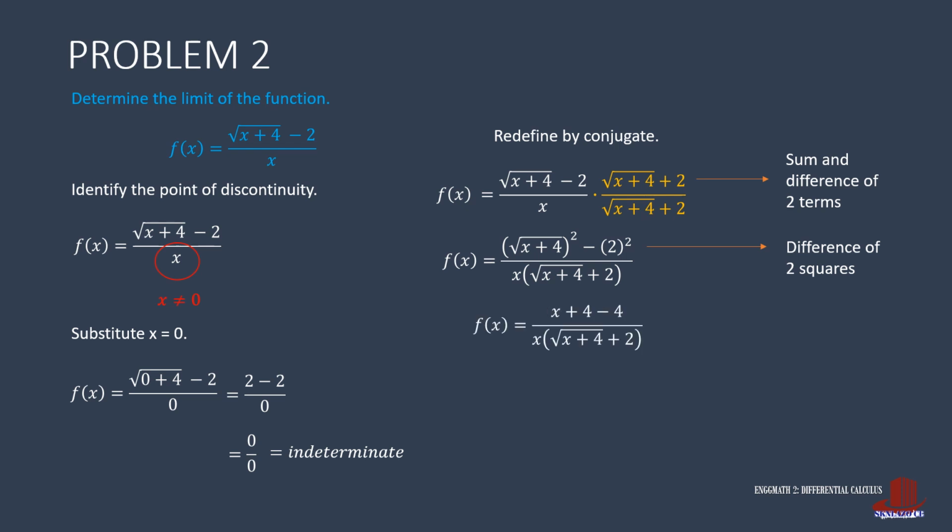F of x then turns into x plus 4 minus 4 upon x times the binomial root of x plus 4 plus 2. 4 minus 4 is 0, and x cancels out, creating f of x as 1 upon the root of x plus 4 plus 2. Now take the limit of this function as x approaches 0, resulting to 1 over the root of 0 plus 4 plus 2, which makes 1/4. This is the redefined limit.